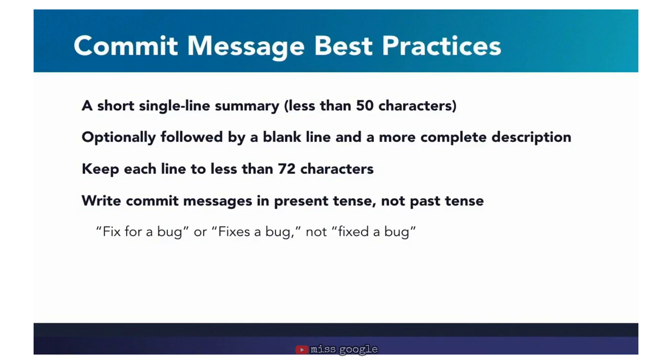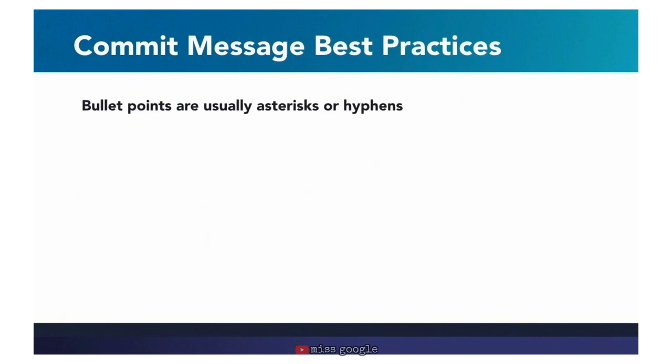But the thing is, the commit message is meant to label the changes. It's a label for what's inside. So what's inside this commit? It's a fix for a bug, or this commit fixes a bug, right? It's not past tense. It's something that's going to label the commit and be used in the future. If you need to make bullet points, typically people use asterisks or hyphens for those.